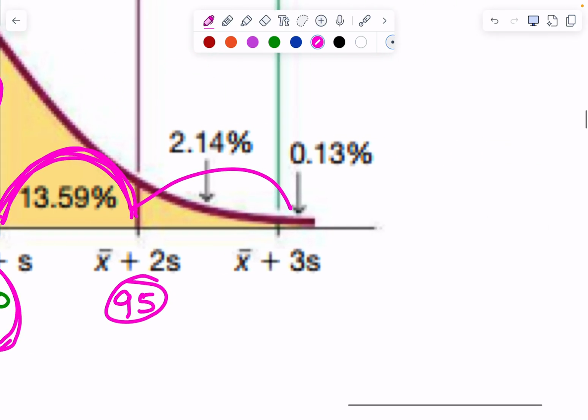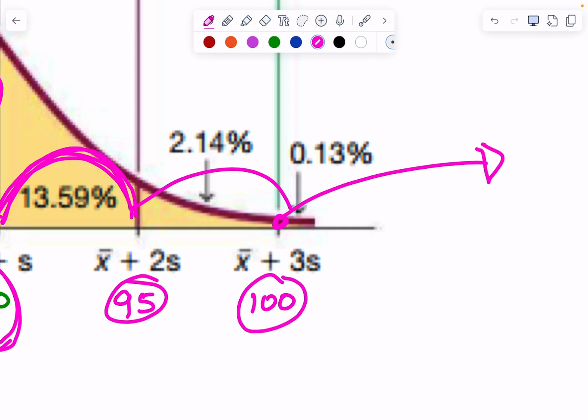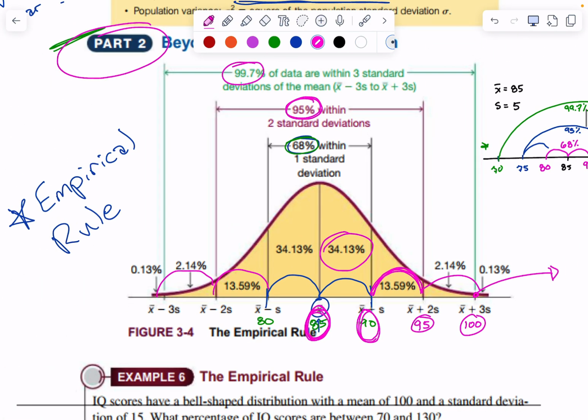How many people, or what percent of people, scored higher than 100? 0.13%, right? So he has this blocked off. Again, this is by studying thousands and thousands of data sets. He figured out how many actual values lived in that range, and did data set after data set to figure out about how much was in that range according to the standard deviation and the average, right? And he came up with this table, okay?